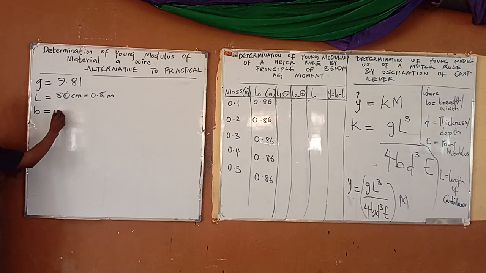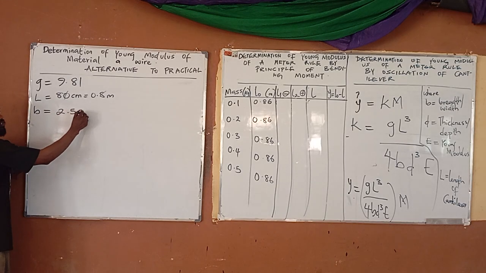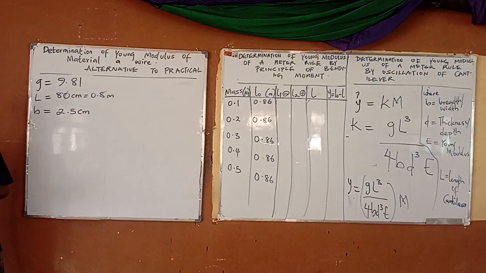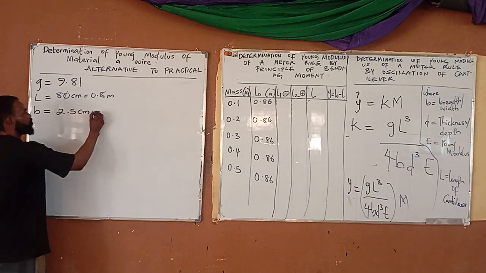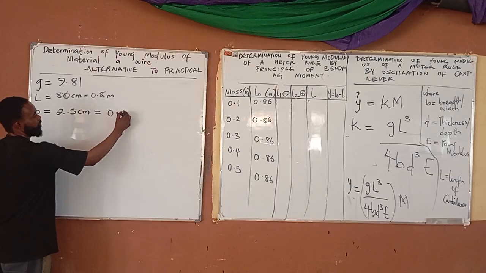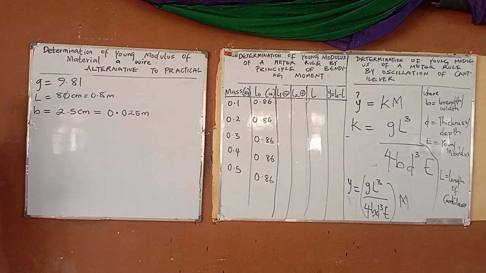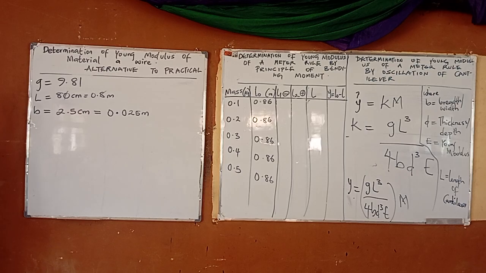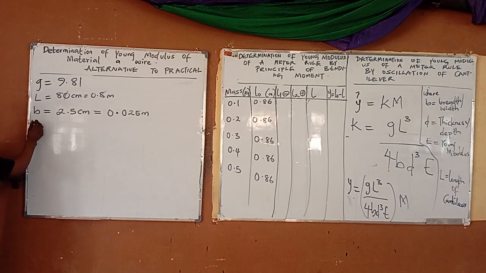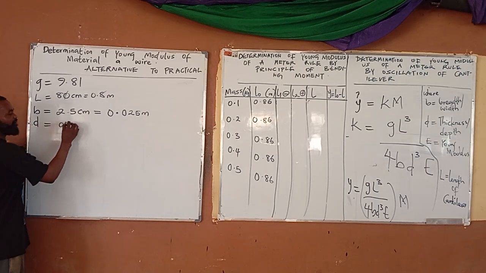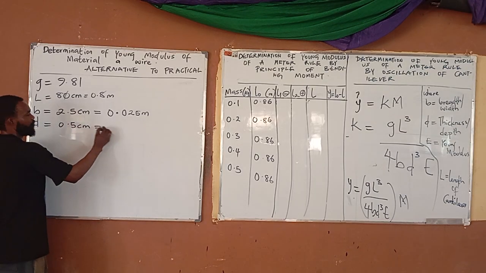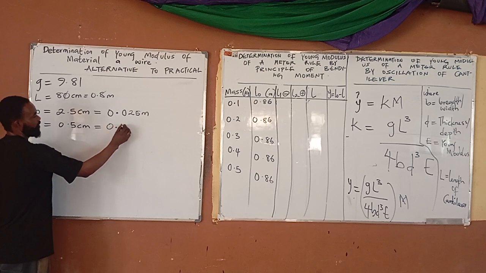So we said that the breadth is gotten to be 2.5 cm. In most cases, you get it to be 2.66, whatever it is, but it's around that range. So this is going to be 0... what? 0.25. Now be participating. It's not the man be writing, you be copying. Be participating in this class. Now the depth, the d, we got it that day to be 0.5 cm, which is going to be 0.